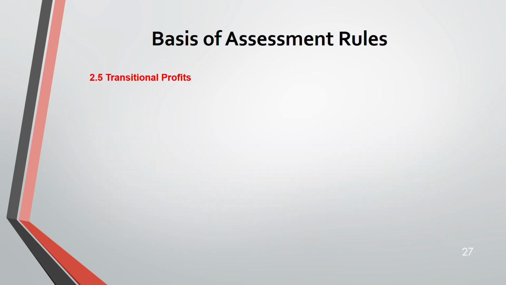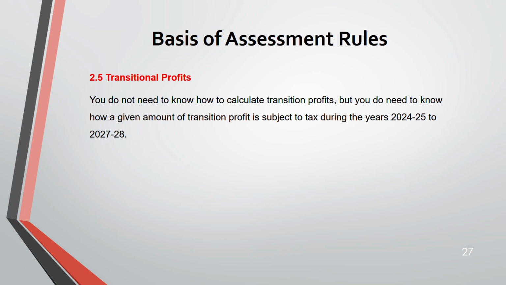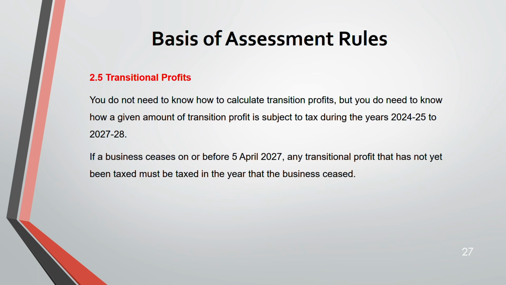Now, transitional profit. You do not need to know how to calculate the transitional profit. But you do need to know how a given amount of transitional profit is subject to tax. The amount will be given to you, and you only have to know how to calculate tax on that. If a business ceases before 5th April 2027, any transitional profit that has not yet been taxed must be taxed in the year when the business is ceasing.